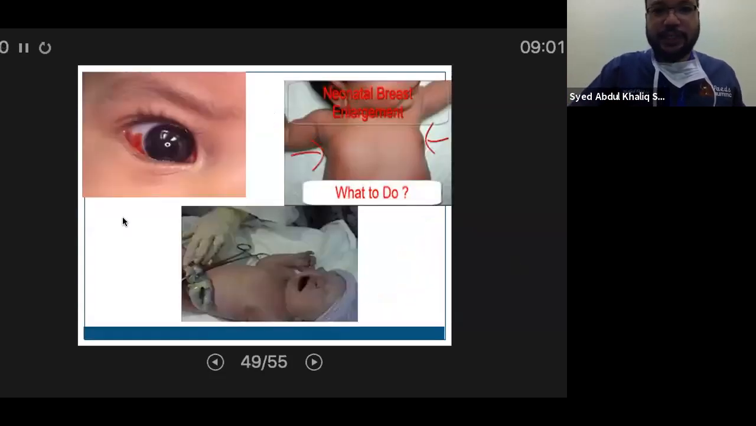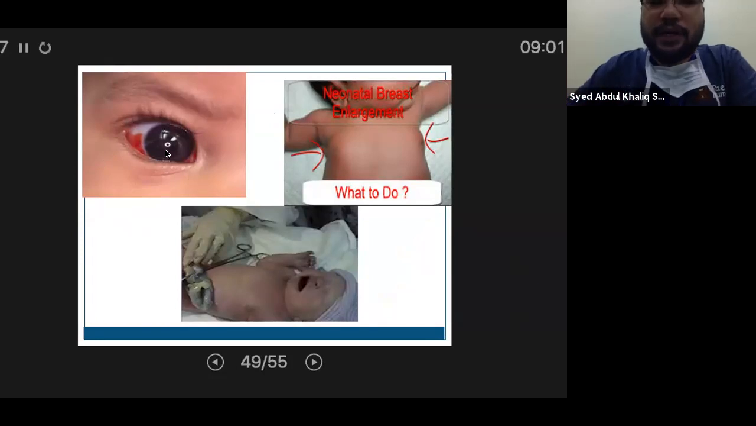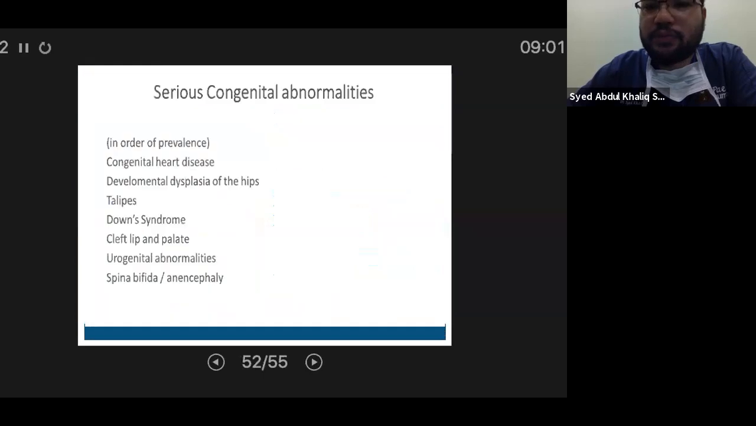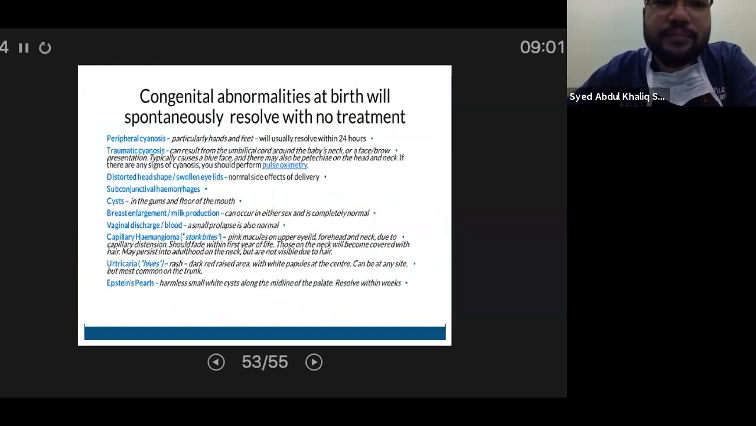Exchange transfusion, and then sometimes you can see conjunctival hemorrhage. Conjunctival hemorrhage is sometimes seen after cesarean section, after instrumental delivery. And then breast engorgement is common. You can see natal tooth. Okay, one stain, skin. So okay, that's it.